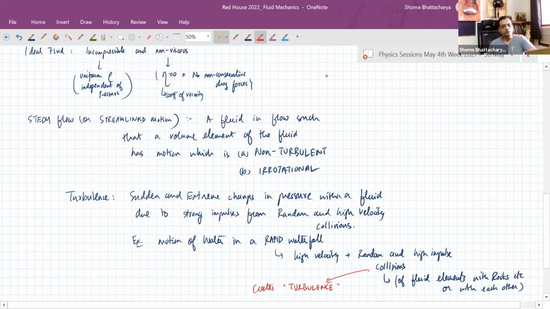So that rapid waterfall situation is a good example to visualize turbulence. If you visualize volume elements of fluid as they are moving along that waterfall, their motion is in no way predictable. Okay. Another example of extreme turbulence is smoke coming out of a chimney at high pressure.